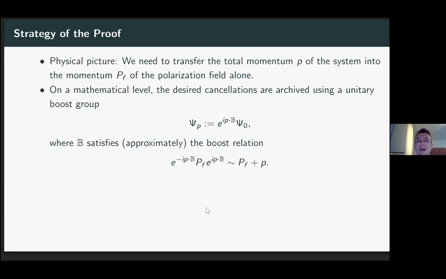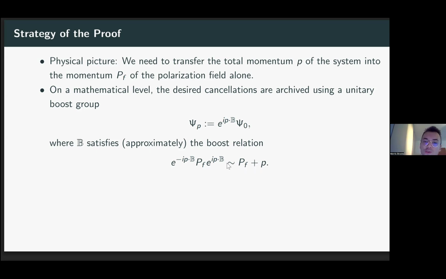Now let me formalize this a little bit. So in order to achieve the desired cancellations, we want to use a unitary boost group. So this means e to the power ip times some self-adjoint operators B, where the self-adjoint operators B are chosen in such a way that they satisfy the boost relation. The boost relation means that if I take the momentum operator of the polarization field and I conjugate it with the boost group, I get the field momentum of the field shifted by the parameter of the boost group p.